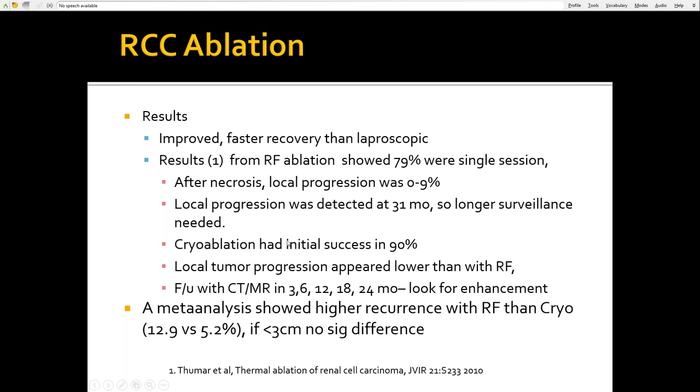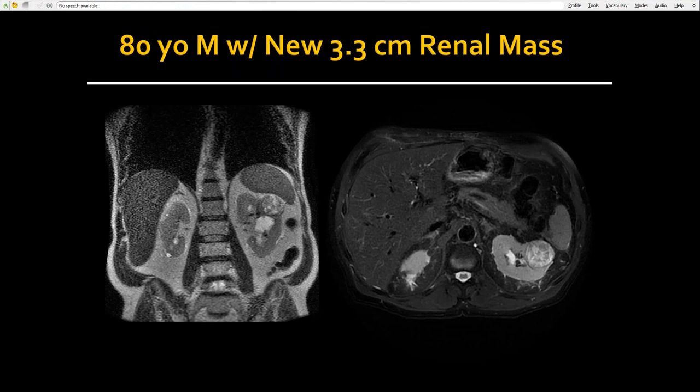So, sometimes I do these as an outpatient if we start early enough in the morning. Cryoablation has great initial success with treating most of the tumors that fit the criteria. And again, you just follow up with a CT at 3, 6, and 12 months looking for enhancement. Again, it's just operator preference whether you like RF or cryo. So I think cryo is better. Anyway, here's a case that we had recently.